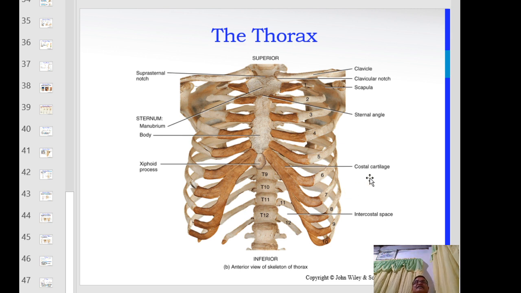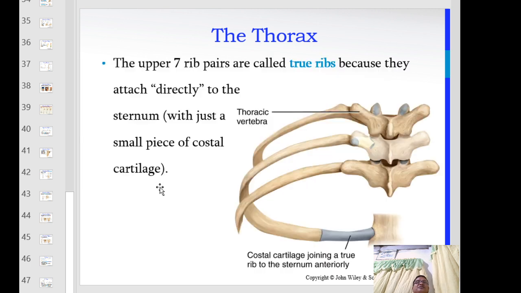So let's remember that. 1, 2, 3, 4, 5, 6, 7, 8, that is true ribs, while 9 and 10, that is false. 11 and 12, floating ribs. Why they are called floating? Because they don't have any connection with the costal cartilages. Pero na siya nag-articulate sa thoracic vertebra, then wala na siya connection on the anterior part.